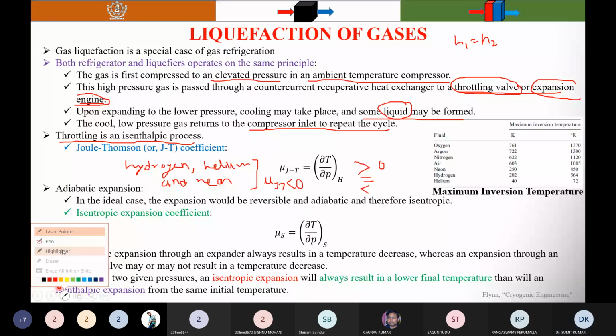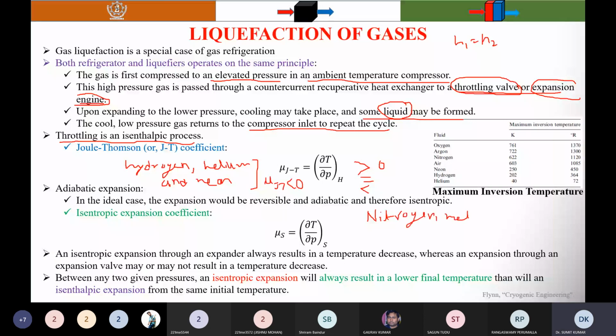Nitrogen, methane, and other gases you can use because their Joule-Thomson coefficient mu JT is greater than 0. If you remember, when the Joule-Thomson coefficient is positive, it is used for cooling. So when it expands, it cools.